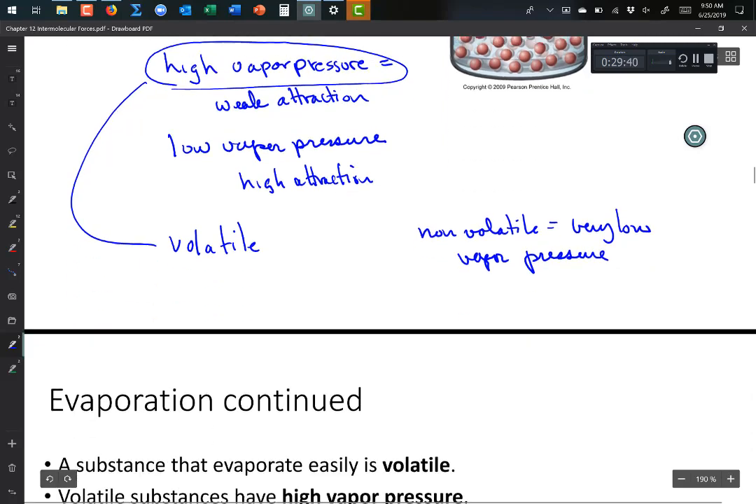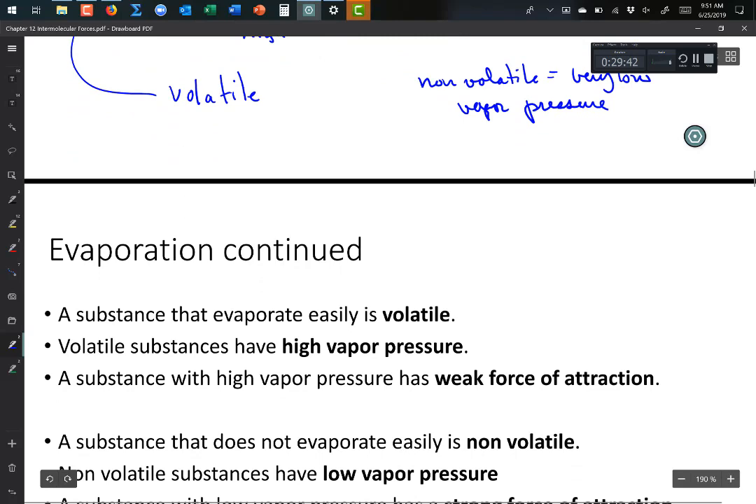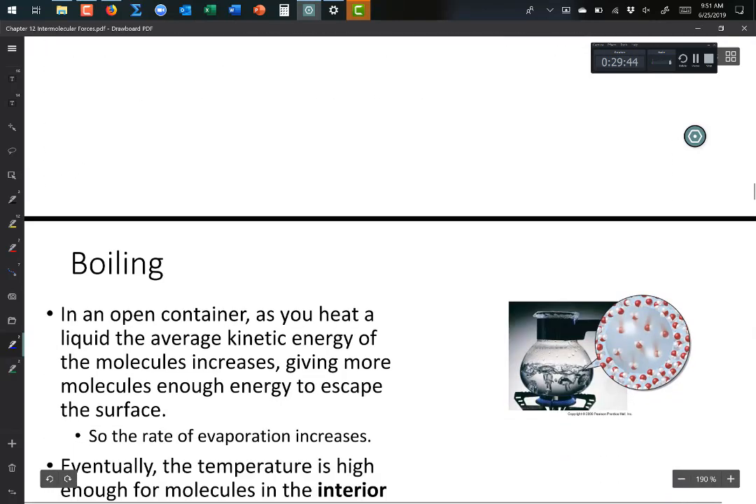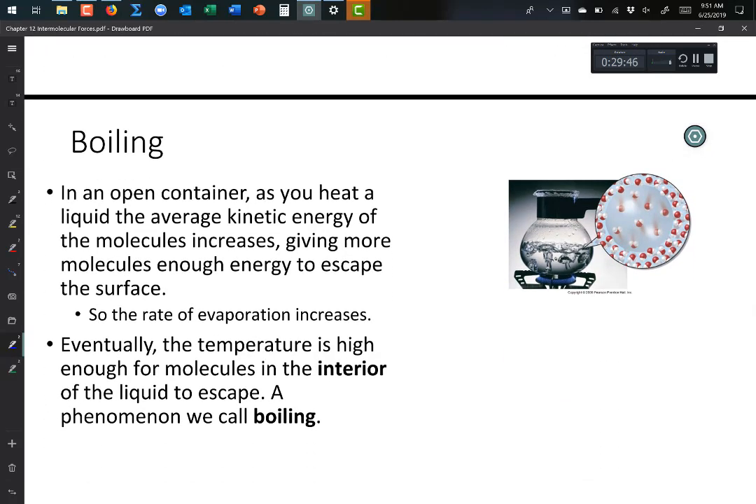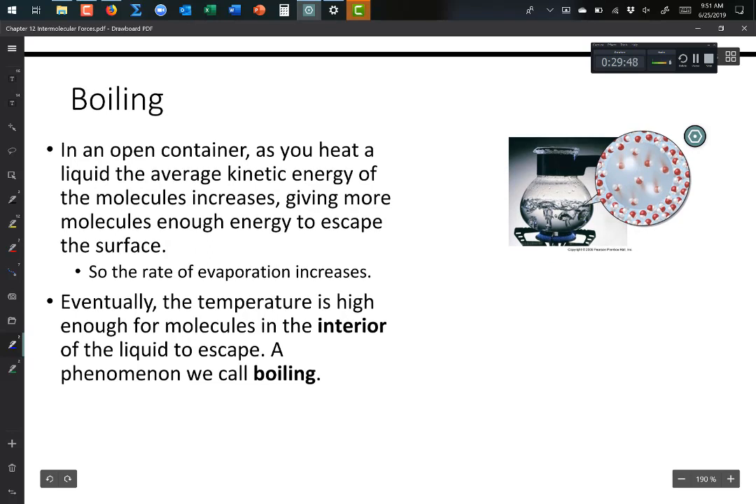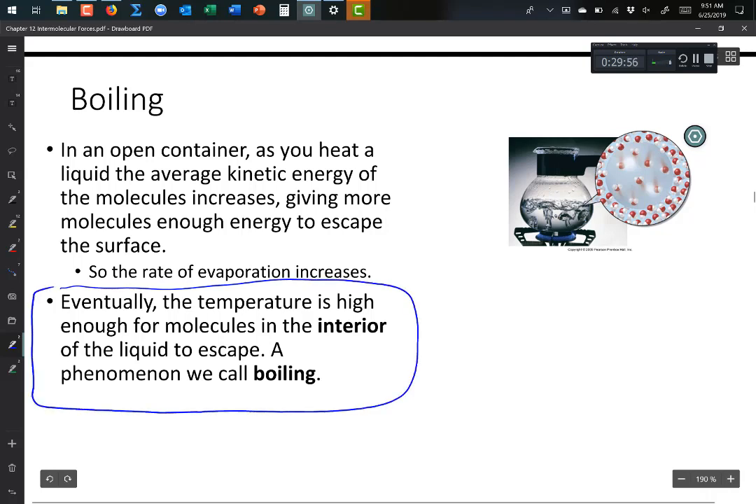Okay. I just said all that, so I'm going to pass it. And I'm going to skip this too, but it is written right here. It says, eventually the temperature is high enough for the molecules in the interior of a liquid to escape into the gas phase, a phenomenon we call boiling.